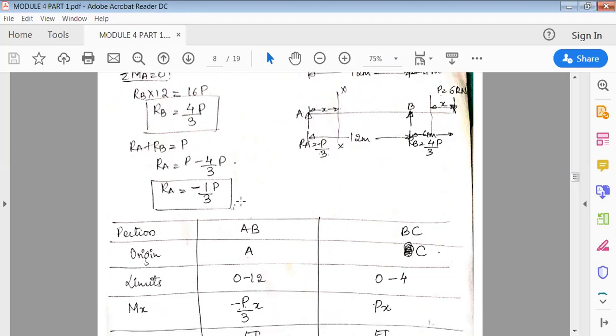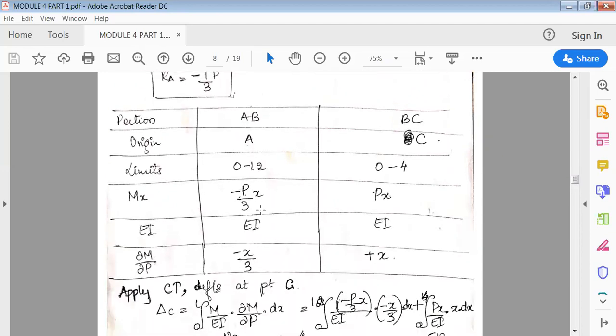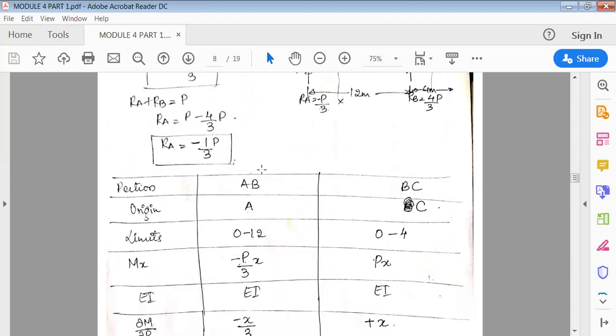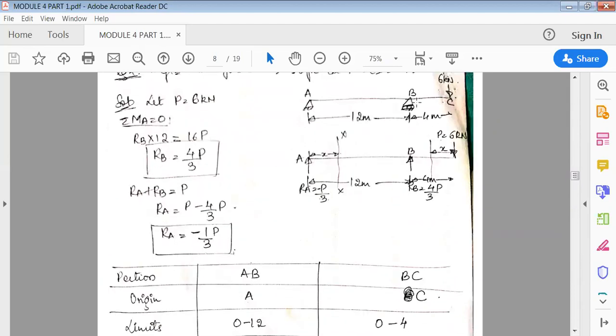Next, as usual, to find the deflection, plot the table. Okay, draw the table here. So portion AB, BC. Then origin. For AB, origin is A. For BC, origin is C. Always from the ends you should consider. Then limit for AB, 0 to B, it is 0 to 12. And limit for CB, it is 0 to 4 at this distance.